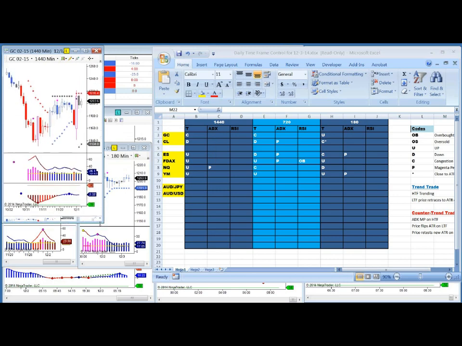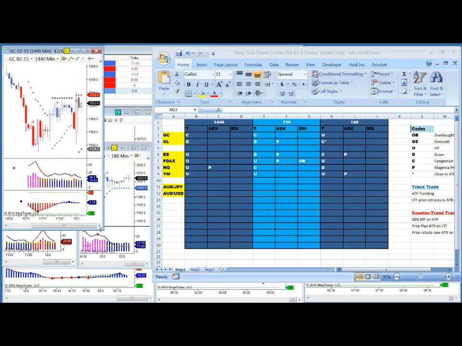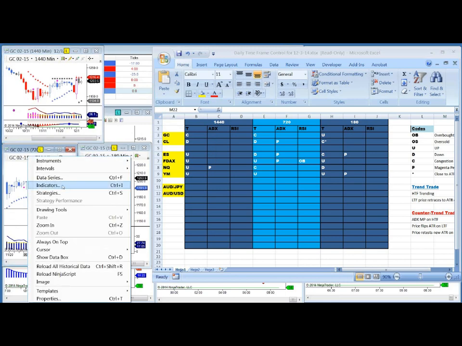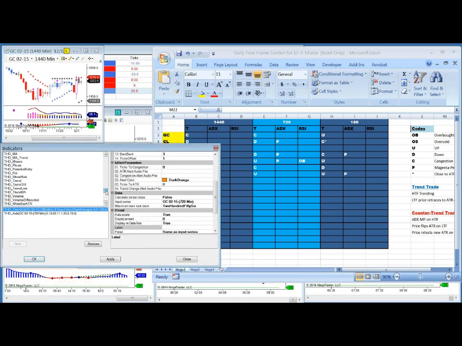Okay, so if you look at the RSI, you can see there's nothing of substance on that RSI. Let me go ahead and put the RSI on these as well.